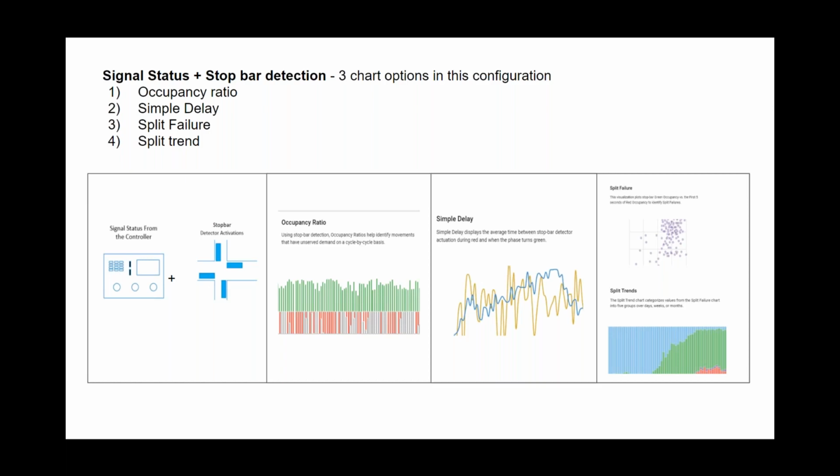So the first step in understanding the split failure is understanding the occupancy ratio chart. The occupancy ratio chart is somewhat what it sounds like. It's calculating the percentage of time that the zone is occupied during the green phase, during the red phase, and most importantly, the first 5 seconds of the red phase.